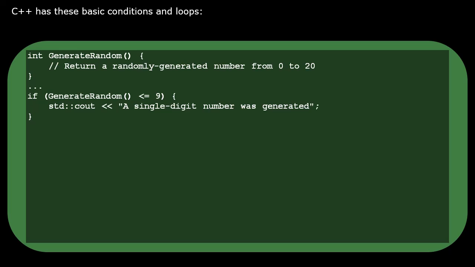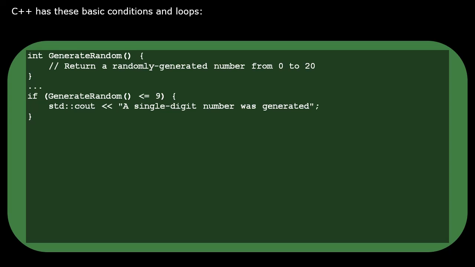Consider this sample code. Inside of a conditional statement's test expression, we're making a function call, which we've somehow programmed to return a random number. If that number is a single-digit number, then the conditional expression is true, and then we do that outputting statement.